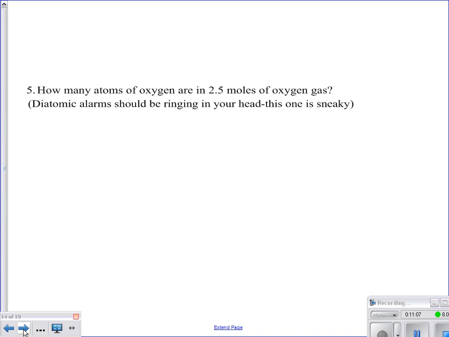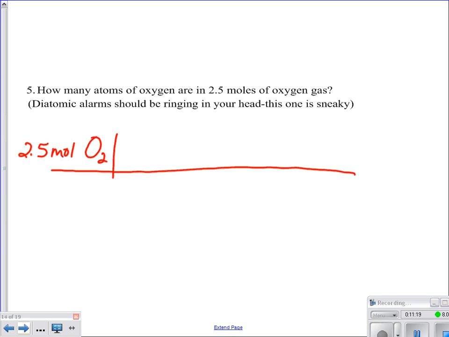Here it says how many atoms of oxygen are in 2.5 moles of oxygen gas. And the way you would write oxygen gas is O2. Okay, so we know that we don't want it as moles of oxygen. So I'm going to write that. And what could we go to? Molecules. Let's go to molecules. So we know that 1 goes with the moles. And what goes with the molecules? 6.02 times 10 to the 23rd molecules.